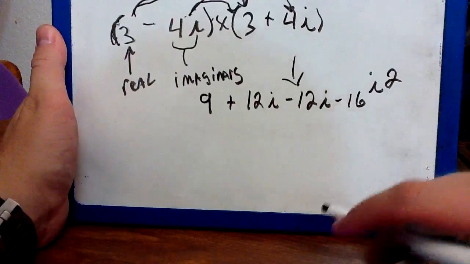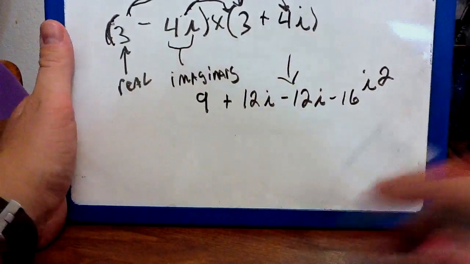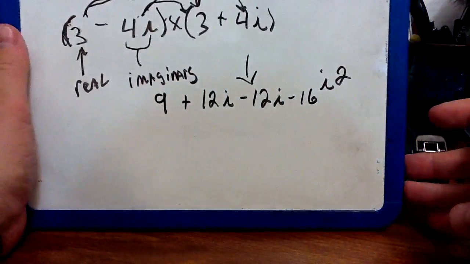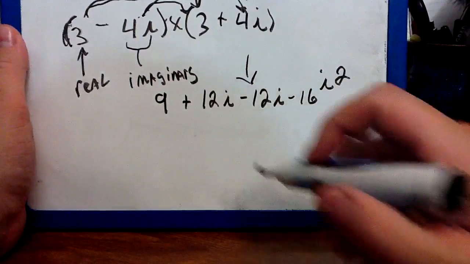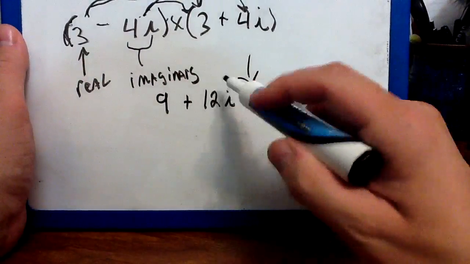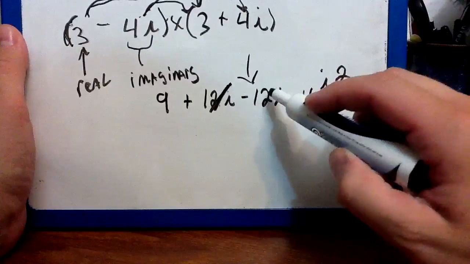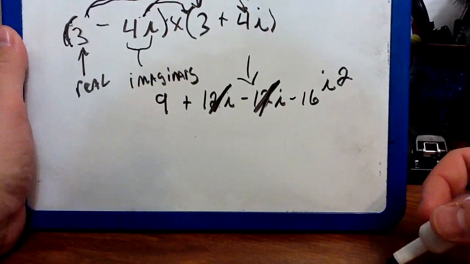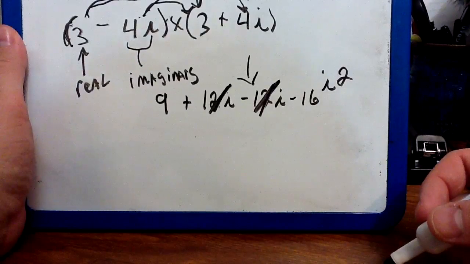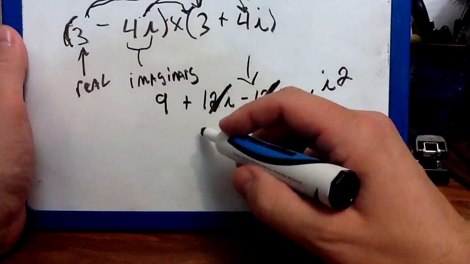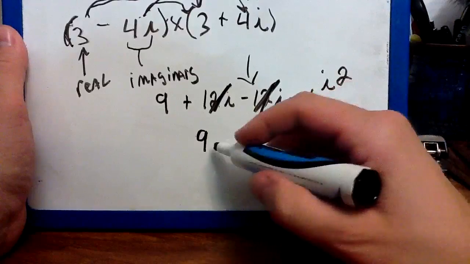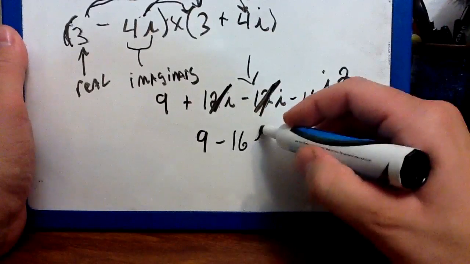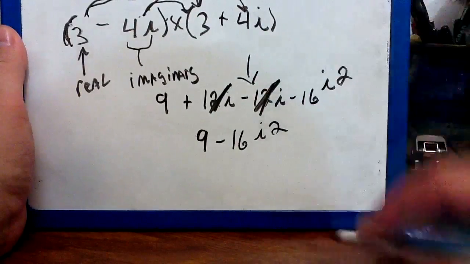Okay. Well, I know you guys are probably thinking, well, wait a minute, Chris, wait a minute. Okay, so this is really cool here. I can cancel this out, and I can cancel this out, right? Positive 12i, subtract 12i is nothing more than 0. So that's cool. That's great. And then I just have 9 minus 16i squared down here.